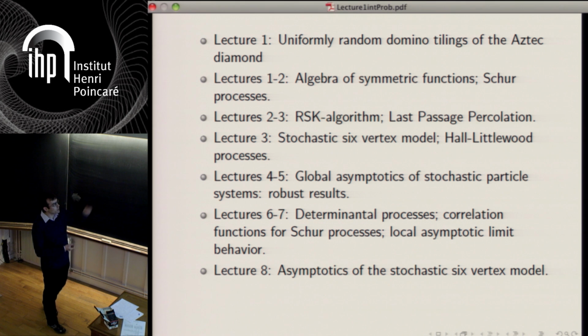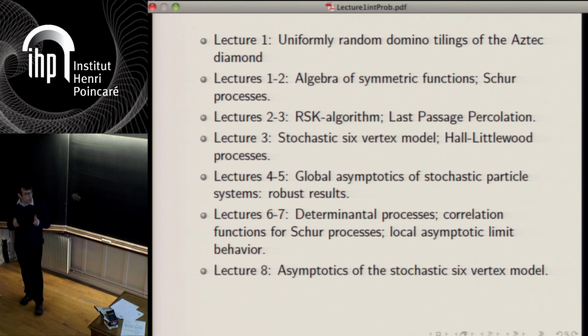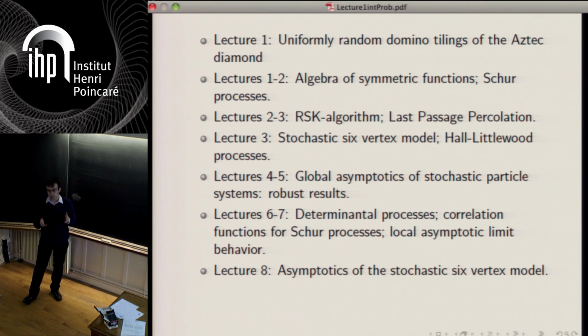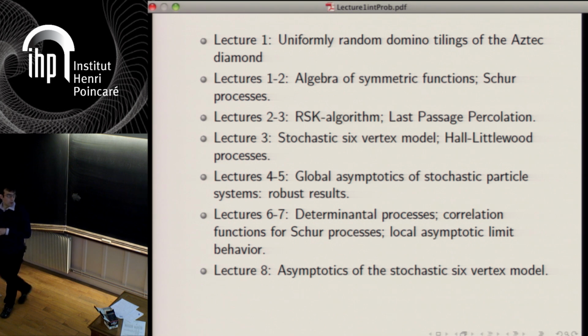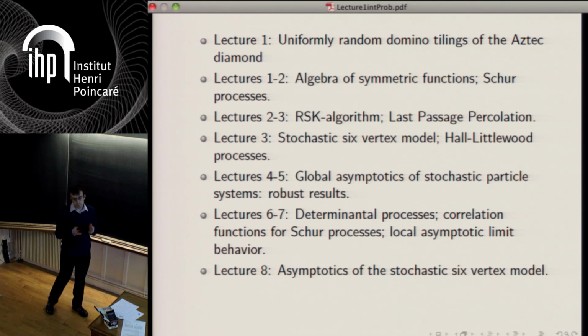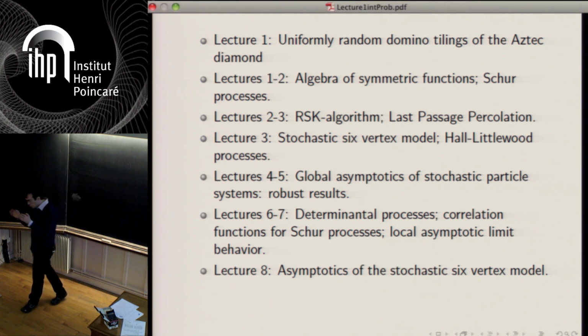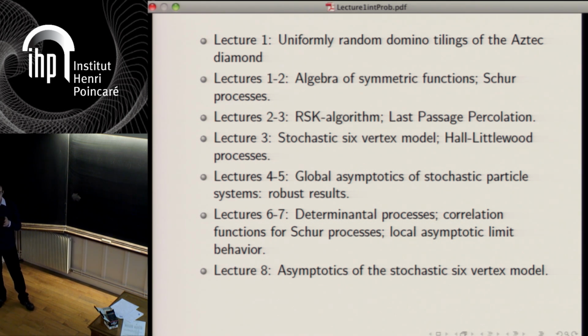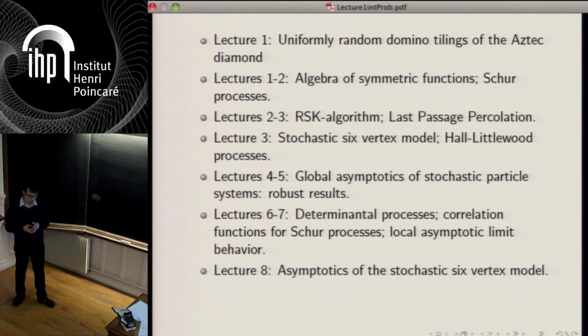In the first 3 lectures, I will talk about the combinatorics of these models. I will introduce symmetric functions, Schur processes, and the RSK algorithm. This is basically the reason why, for this class of models that we will discuss, we do have these explicit formulas.